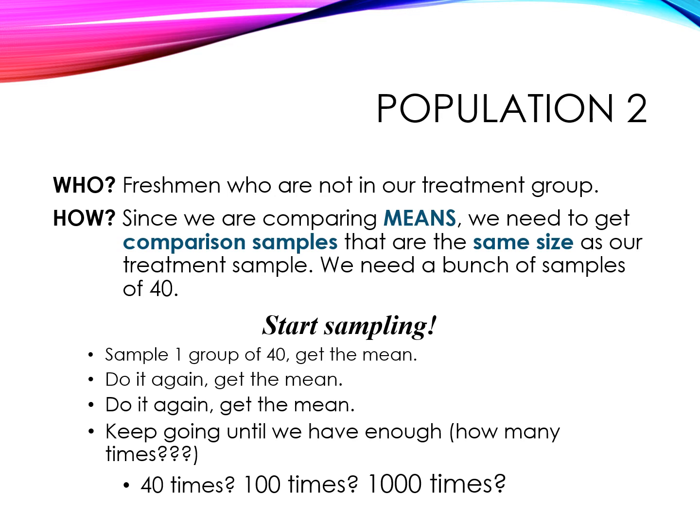So let's start sampling. We go out, we sample one group of 40, and then we calculate the mean. We do it again, and we get the mean. We do it again, and we get the mean. And we keep going until we have enough. And how many times is that? Is it 40 times? 100 times? 1,000 times? How would you know when it's enough? And is it easy to do that? It really isn't. And so calculating the distribution of means is what will make this process easier.